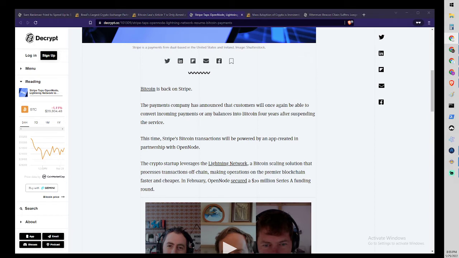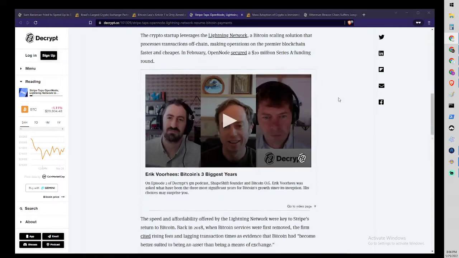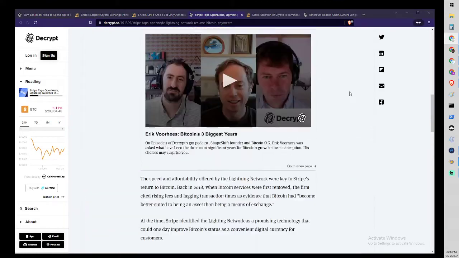So for quite some time they've been working with Opennode to get a node up and going, and it's finally here. Stripe and Opennode have collaborated to make Bitcoin payments resume on their network. A lot of businesses have Stripe, and you can now get paid in Bitcoin or pay in Bitcoin. Congrats to anyone that uses Stripe or is considering opening a business that accepts Bitcoin payments. You can do it on the Lightning Network using Stripe, and it's very easy to use.